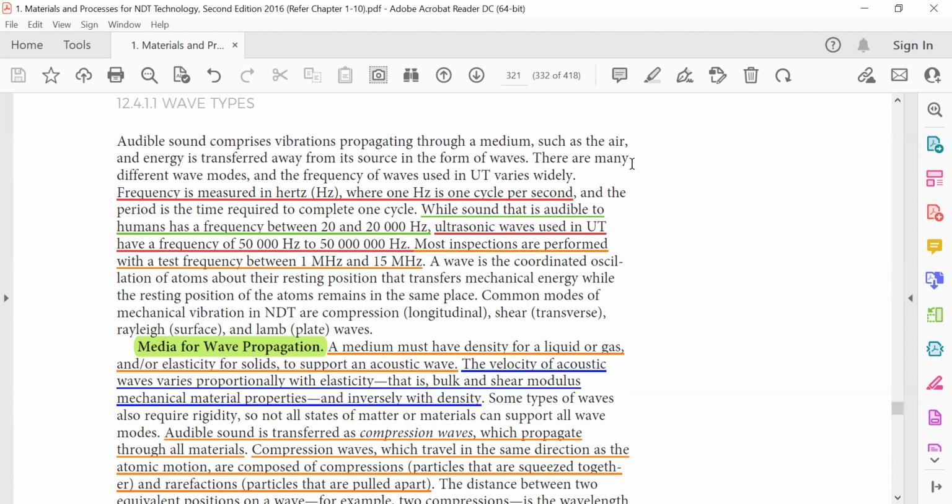A wave is a coordinated oscillation of atoms about their resting position that transfers mechanical energy, while the resting position of the atom remains in the same place. Common modes of mechanical vibration in NDT are compression (longitudinal), shear (transverse), Rayleigh (surface), and Lamb (plate) waves.